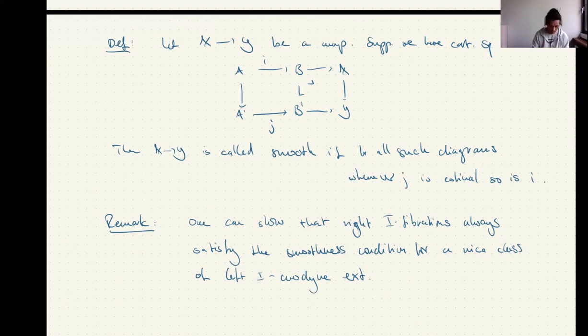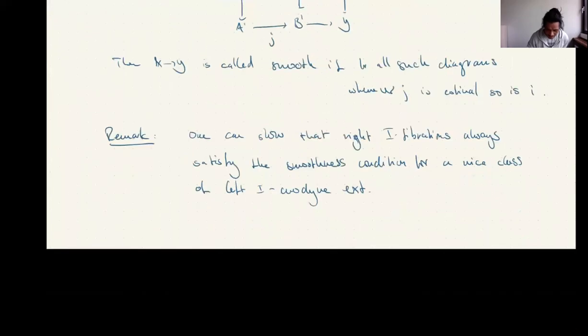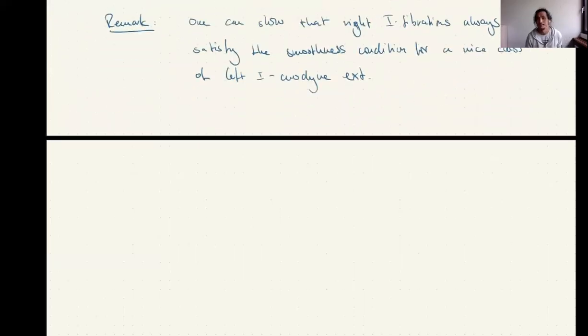And dually, if you have a left fibration, then it will always be proper, so the same condition where we require final maps instead of cofinal ones. So left and right fibrations are always close to being proper. And in the examples that I care about, they actually are. So let's look at another example.